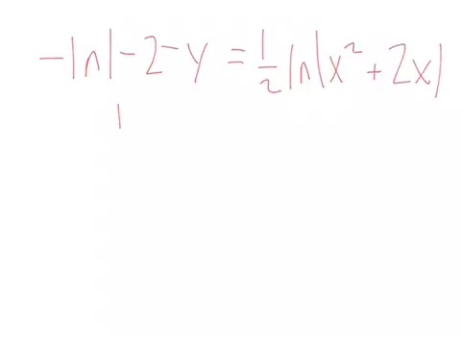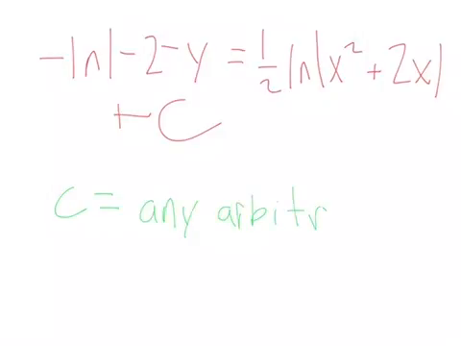And don't forget your plus c. And since the original problem didn't give an initial condition, c is equal to any arbitrary constant. So this here is the answer to number 7 for homework number 1.